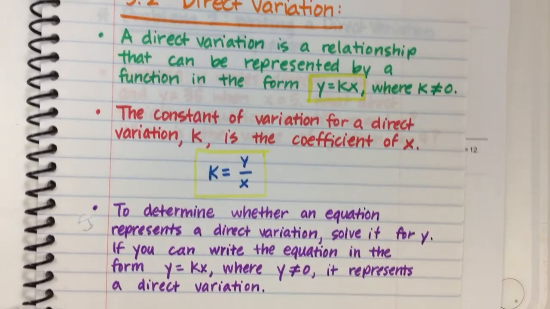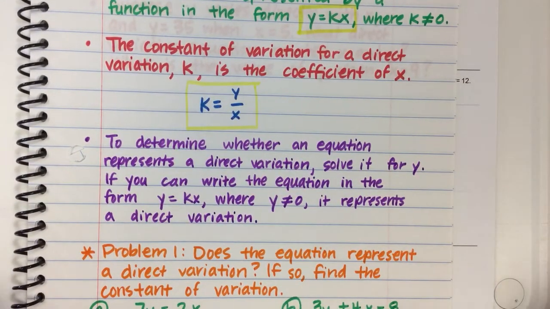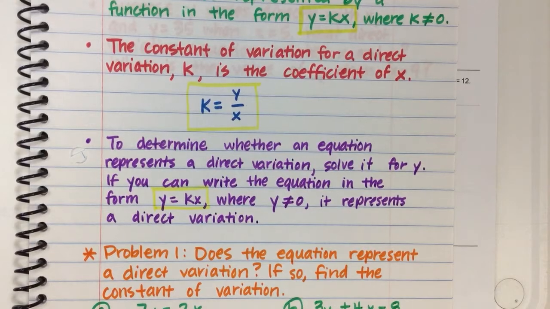To determine whether an equation represents a direct variation, solve it for y. If you can write the equation in the form y is equal to kx, then you have a direct variation. Now, y is equal to kx is not divided by anything, it doesn't add anything, it doesn't subtract anything, it's just y is equal to kx.